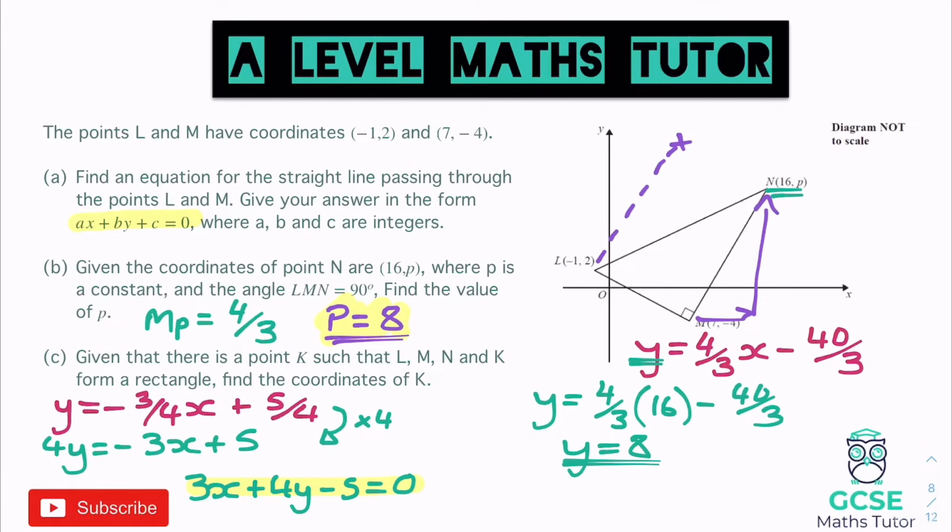So from 7, the x coordinate of M, over to 16, that is a distance of 9. So that's going to cross 9. Up from -4 to p, and we know that p is 8 now. That's gone up from -4 to 8, so that is a distance of 12. So it's gone 9 to the right from 7 to 16, and it's gone 12 up from -4 to 8. And we can do that exact same pattern from L. If we go 9 across, that would give us an x coordinate over here. From -1, that would move over to 8. And if we move 12 up, that would go from 2 up to 14. So we would have 8, 14 as our coordinate.